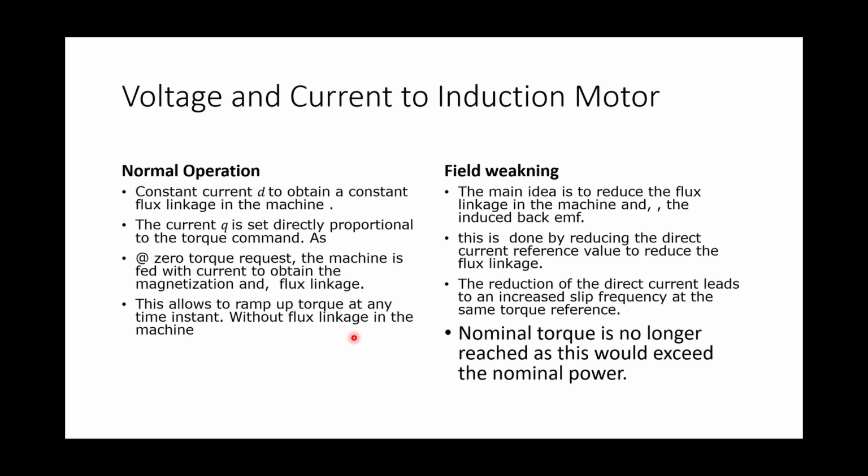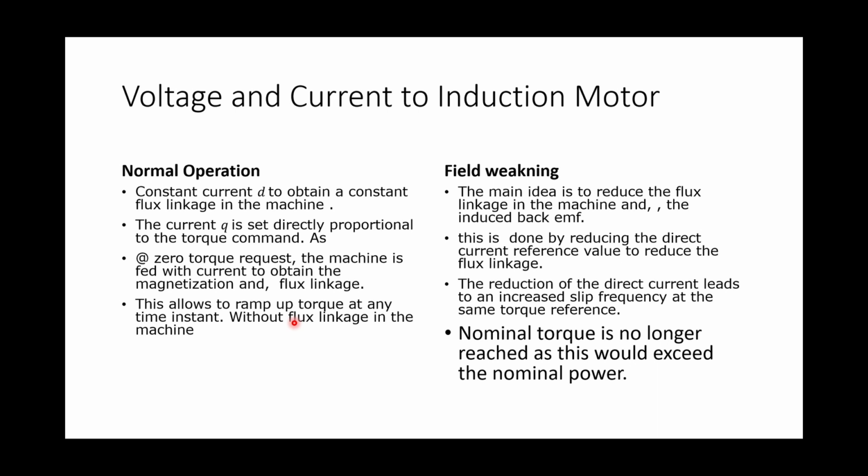So hope it is clear. Let me explain again. The constant D current is there to obtain a constant flux linkage in the machine. The current Q is set directly proportional to the torque requirement. Even at zero torque required, the machine is fed the current to obtain the magnetization and flux linkage. So your machine can be ramped up at any point of time.